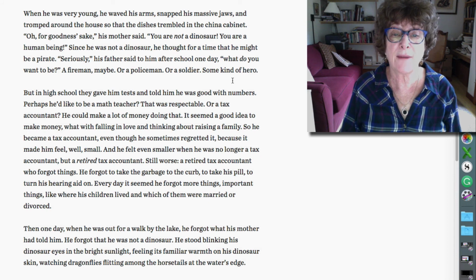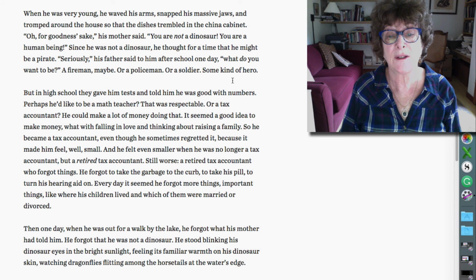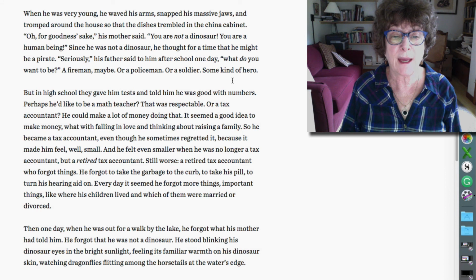But in high school they gave him tests and told him he was good with numbers. Perhaps he'd like to be a math teacher. That was respectable. Or a tax accountant. He could make a lot of money doing that. It seemed a good idea to make money, what with falling in love and thinking about raising a family. So he became a tax accountant, even though he sometimes regretted it because it made him feel, well, small. And he felt even smaller when he was no longer a tax accountant, but a retired tax accountant. Still worse, a retired tax accountant who forgot things.